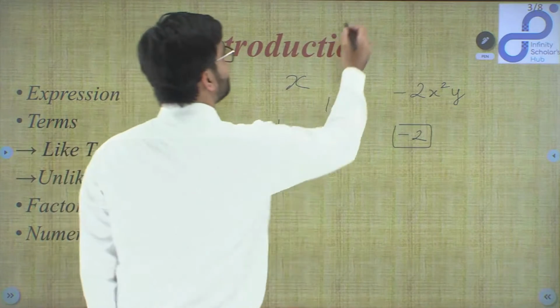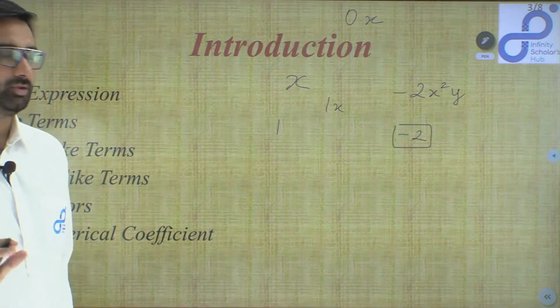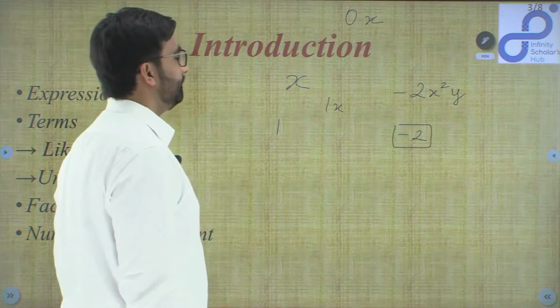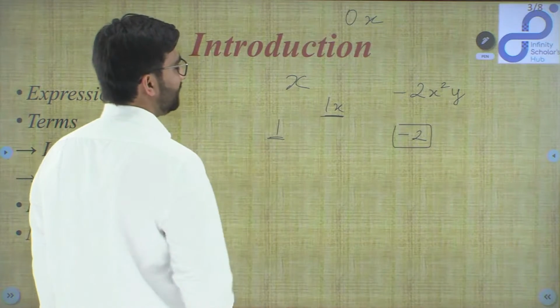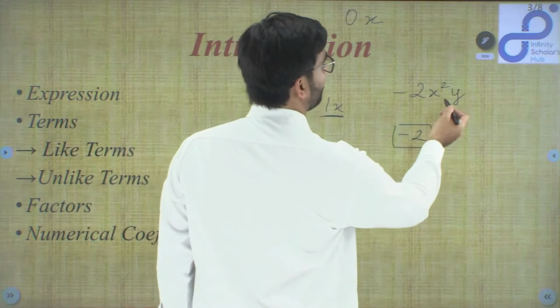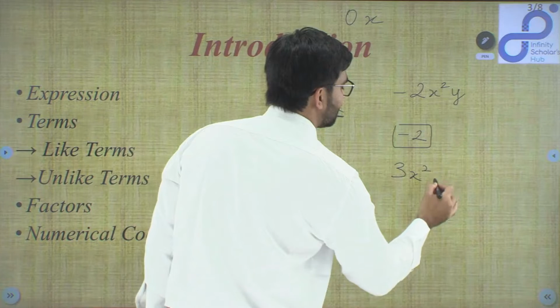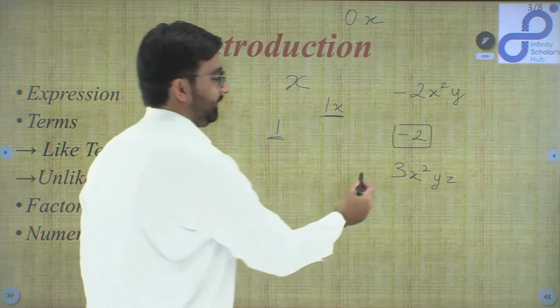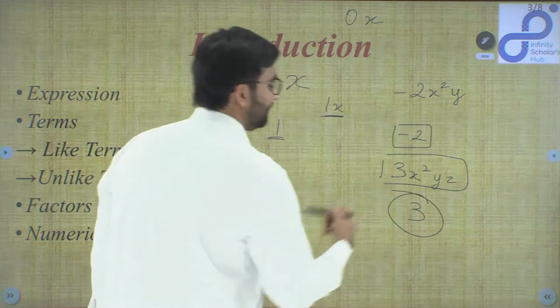अगर मैं आपको बोल दूं 0x, ठीक है, so actually 0x तो 0 ही हो जाएगा, so in that case we can say simply 0, right? But इस केस में numerical coefficient is what, 1, ठीक है. In this case the numerical coefficient is what, -2. अगर एक और example ले लेते हैं 3x squared yz, okay, so in this term also the numerical coefficient is 3, okay.